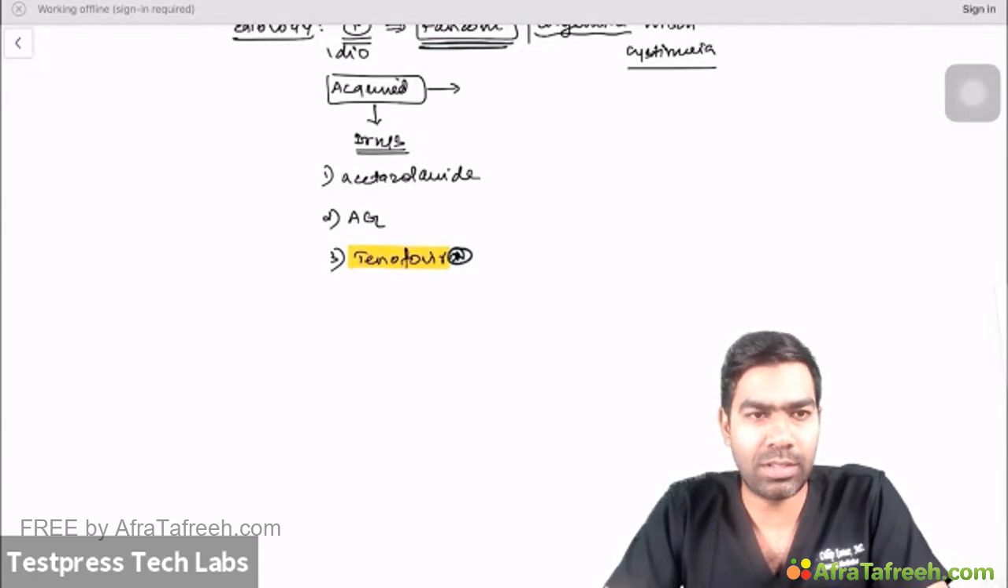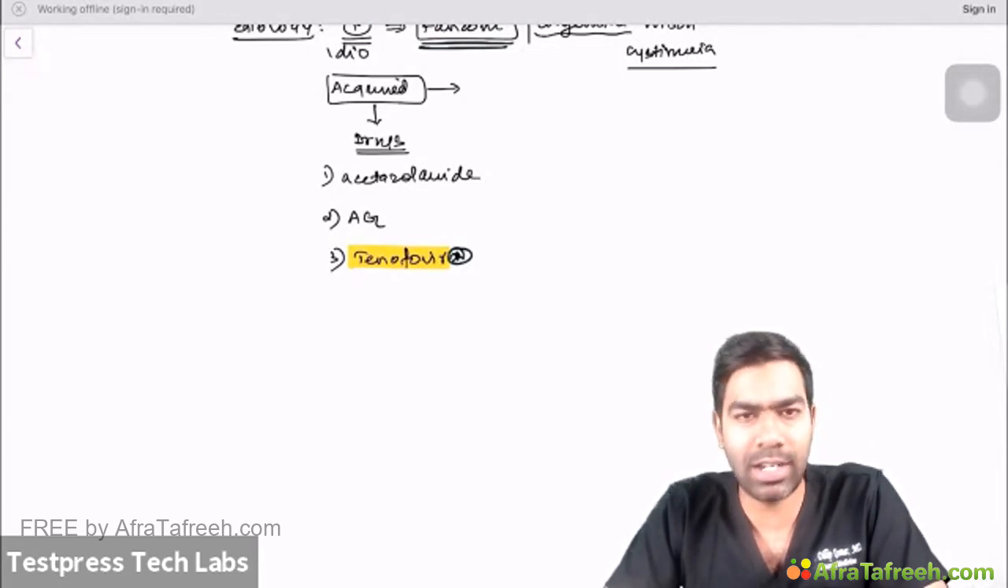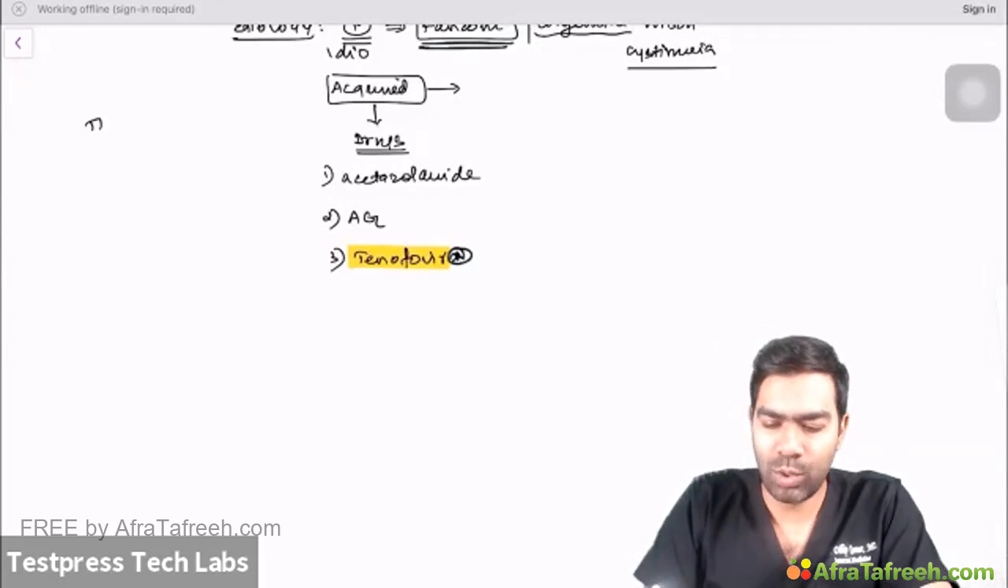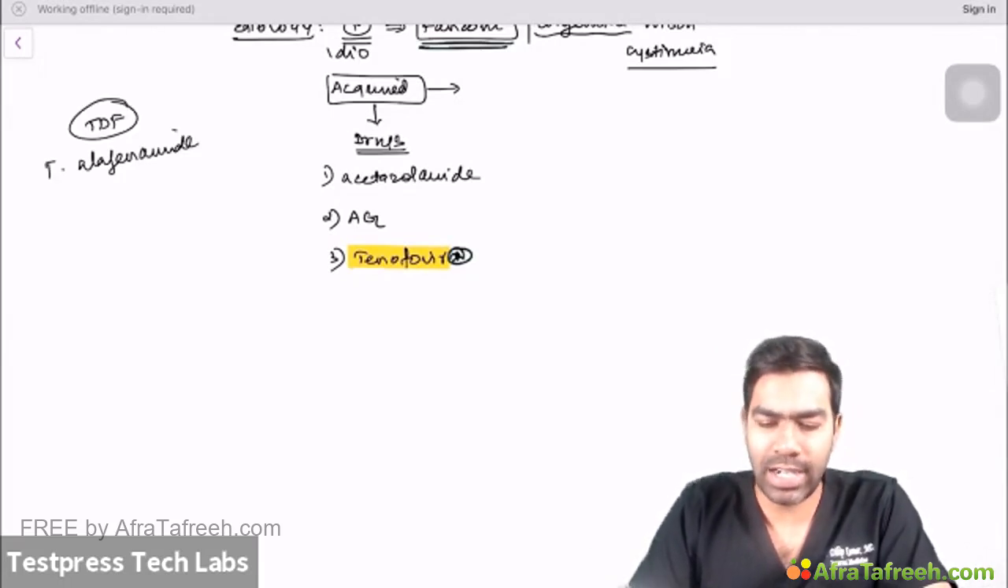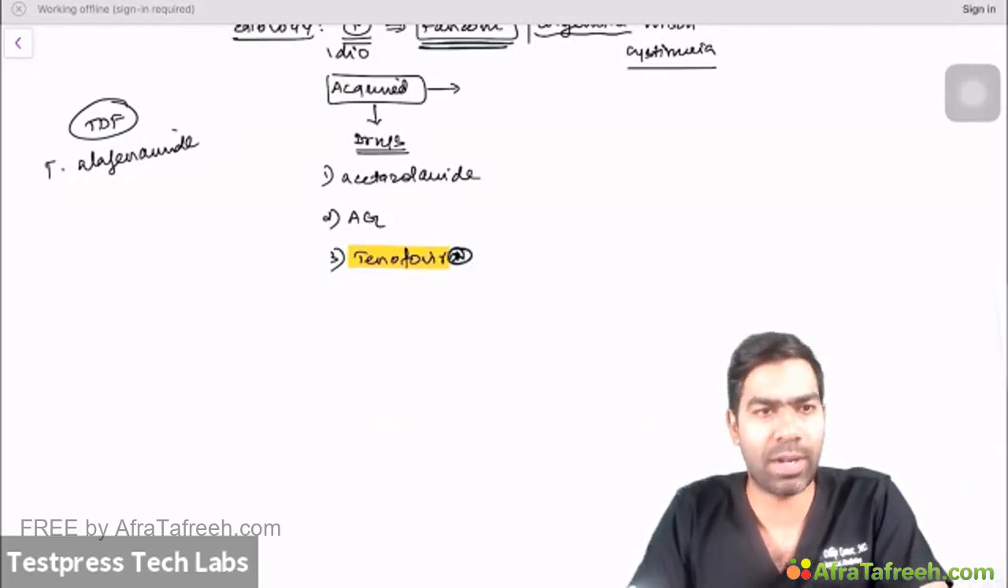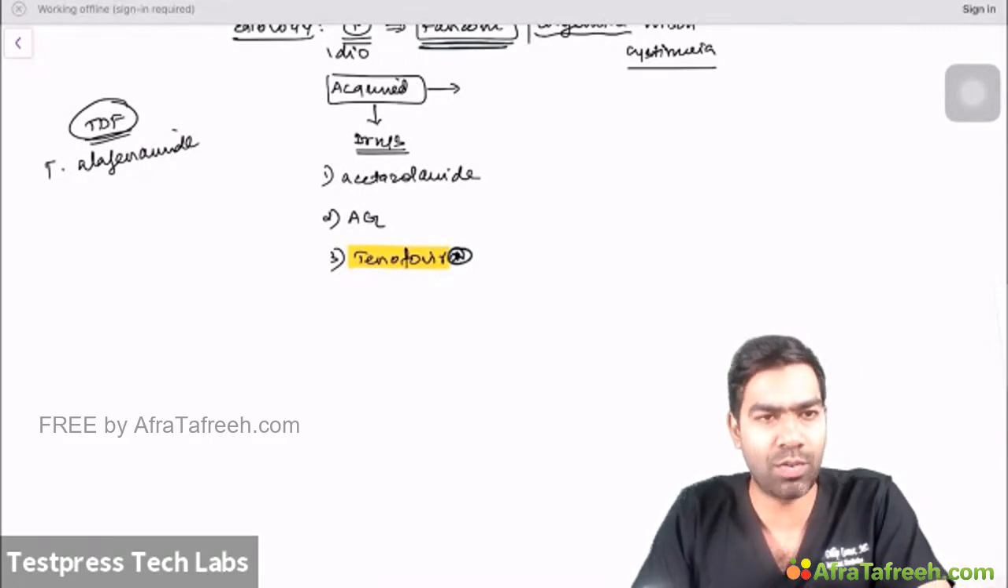But the problem is it's nephrotoxic, which is basically a dose-dependent kind of nephrotoxicity. So we have two drugs. One is tenofovir disoproxil fumarate, and second we have something called tenofovir alafenamide. Initially we had TDF only. Even now, the common NACO regimens given in government hospitals, even in private hospitals, will be TDF only. That's tenofovir disoproxil fumarate.